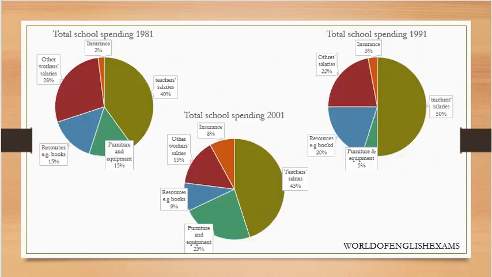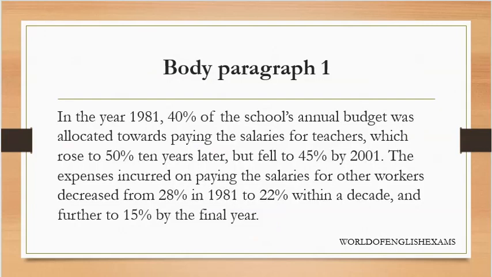Now I am going to write the expenses incurred on paying the salaries for other workers. At the beginning of the study, it was at 28%, and after 10 years, it was 22%, and later it was 15%. So 28, 22 and 15. Okay, so let's see how to write. The expenses incurred on paying the salaries for other workers decreased from 28% in 1981 to 22% within a decade, and further to 15% by the final year. So have you seen how crisp and short the body paragraph is, but I have represented the information properly.